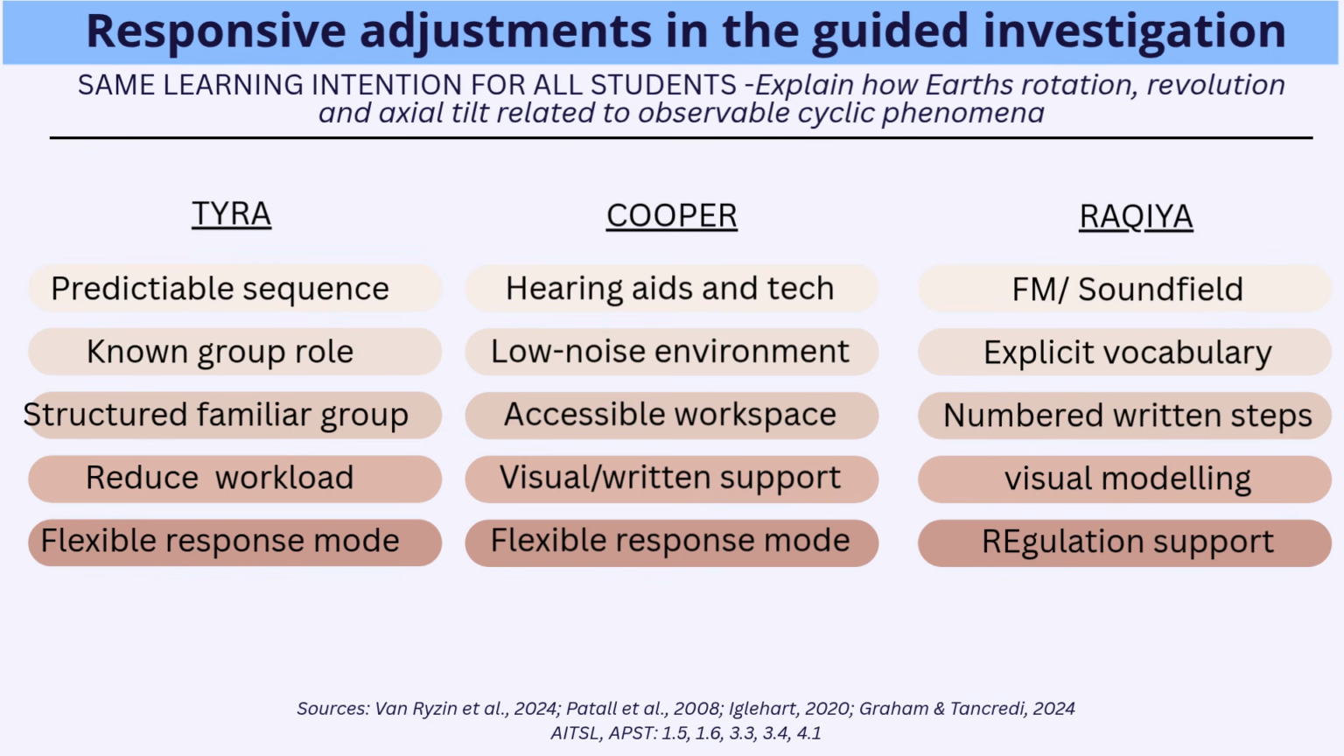For Rakia, if she appears uncertain after a multi-step verbal instruction, I'll return to the numbered visual sequence, demonstrate the next step, and check her understanding through a specific question. In each case, it's important to note that I'm adjusting access rather than unnecessarily reducing the cognitive demand of the lesson.